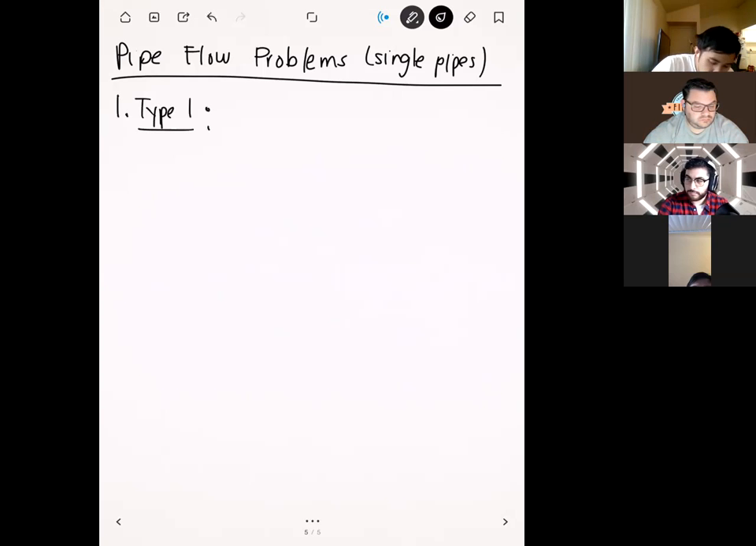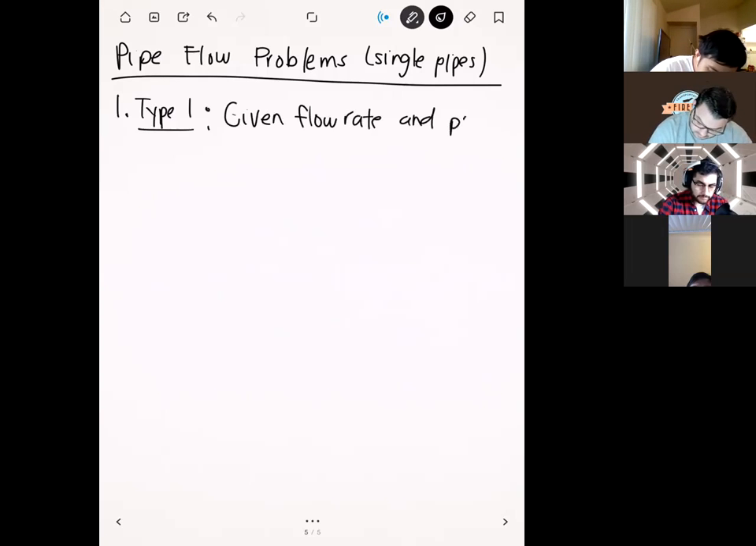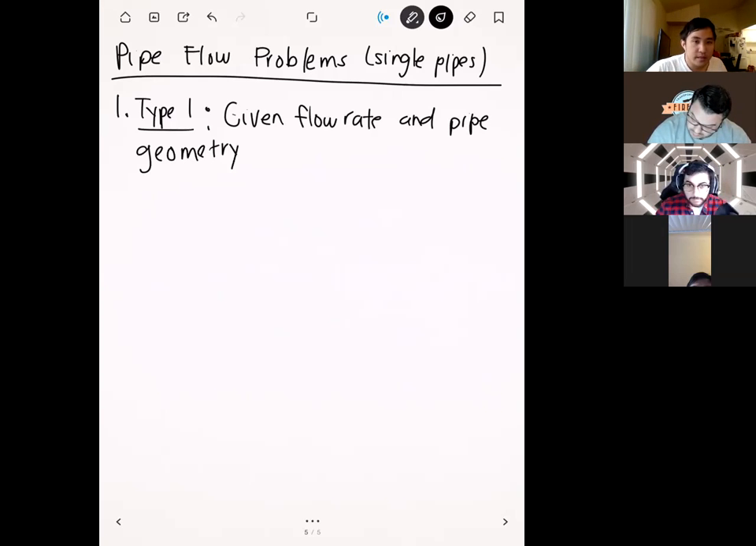Okay. And so the 3 types of pipe flow problems that we'll see are given by the following. The first is type 1 problems. In type 1 problems, we're given the flow rate and the pipe geometry. And so in the problem, I'll basically tell you that the flow rate is this, the diameter is this, the length is this, okay? And so what you need to determine from this are the pressure differences. Most of the time it's going to be pressure differences and/or the head losses.